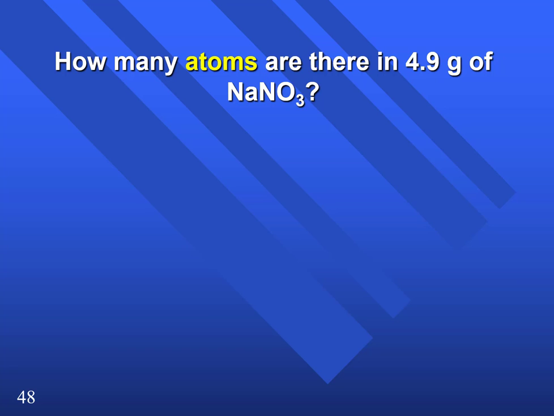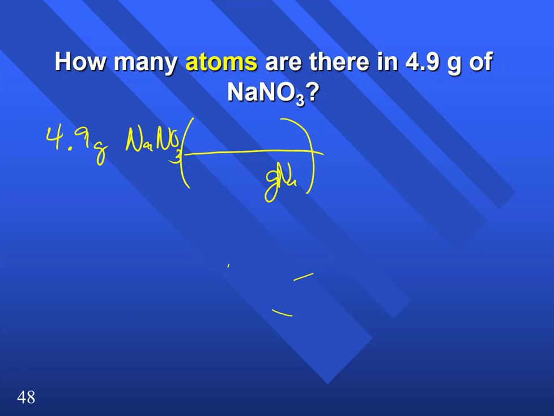So, to do this, I've got 4.9 grams of NaNO3. I want to get rid of grams of NaNO3, so it goes on the bottom, and grams I can turn into moles. And 1 mole is, I got to figure that out.